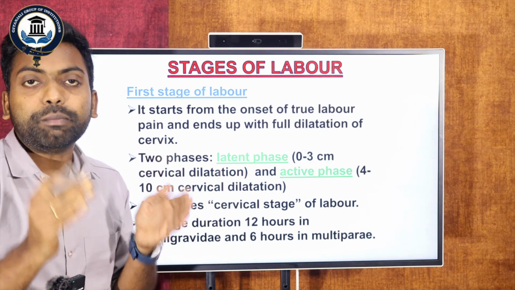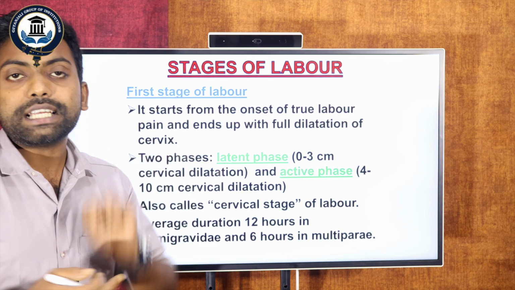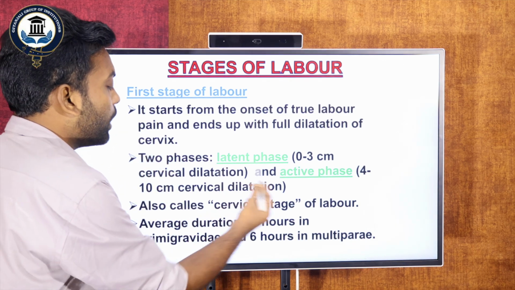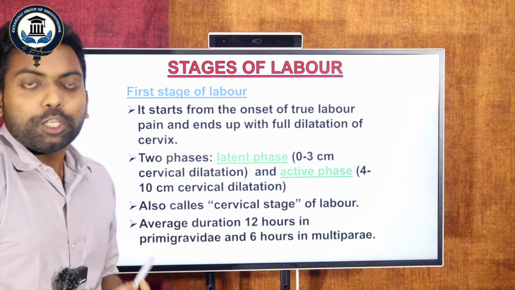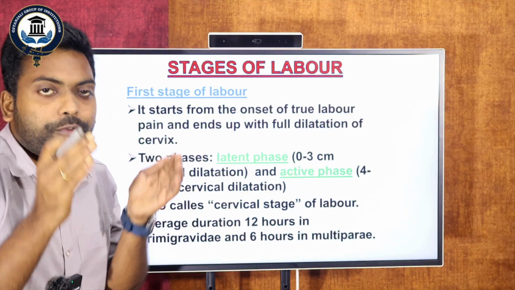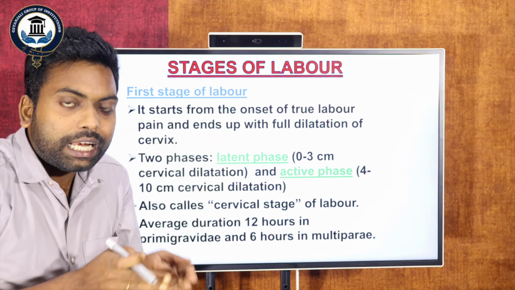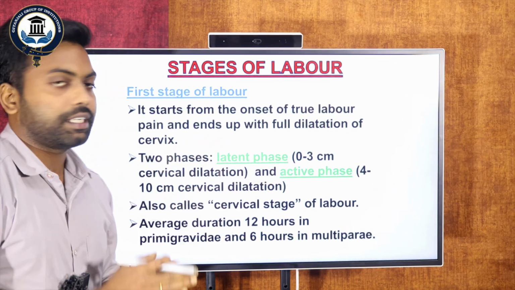The cervix will be dilated in two kinds of stages. The first stage is called the latent phase. The second one is called the active phase. So in the first phase, the cervix is going to dilate up to 3 centimeters.